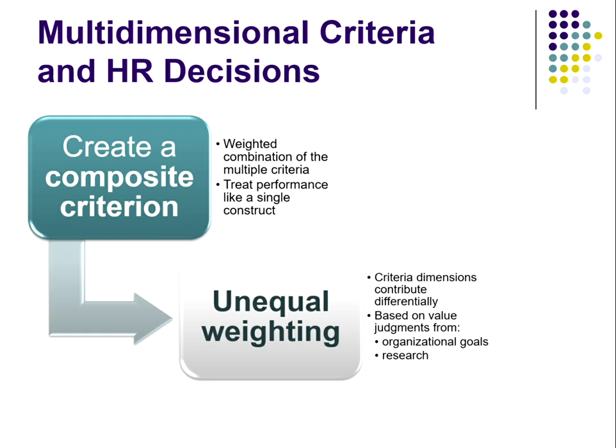So we've got the composite criterion. We've got the unequal weighting issue where the criteria dimensions contribute differentially. So the way that we decide how to weight the different criteria is going to be based on value judgments from organizational goals, like what does the organization want to see out of their employees? Or it could be based on research.